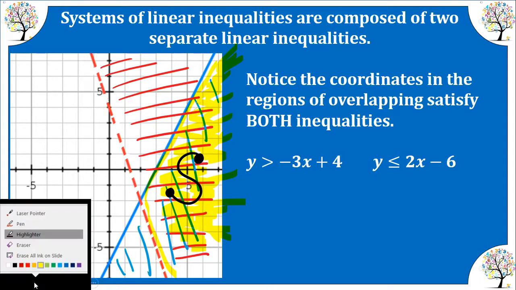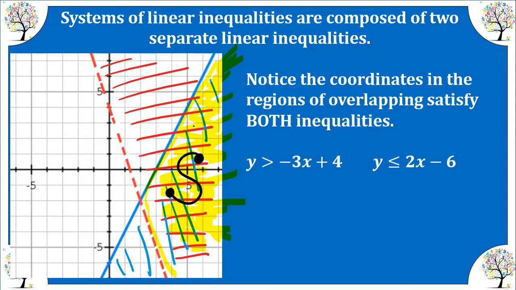So all of these ordered pairs here, for example, this ordered pair here, which is (5, 3), would be a solution to both of these inequalities. Graphically, your solution set is where your shading overlaps. Algebraically, your solution set is all those ordered pairs that, when plugged in for y and x in both equations, give us true statements.